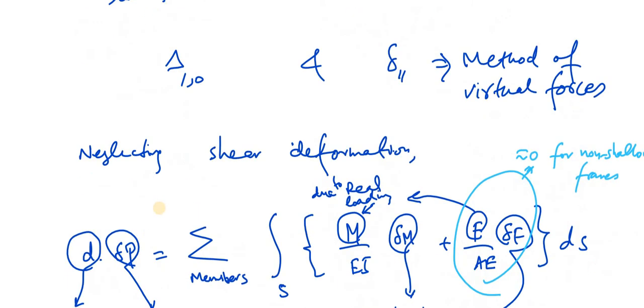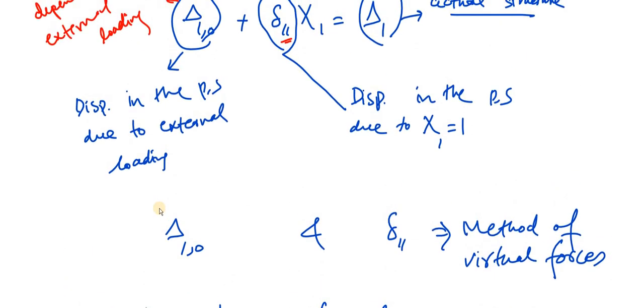So if you rewrite this equation, you can write it down as x1 equal to minus delta 1 naught over delta 1 1. So this equation would give you the unknown force x1.